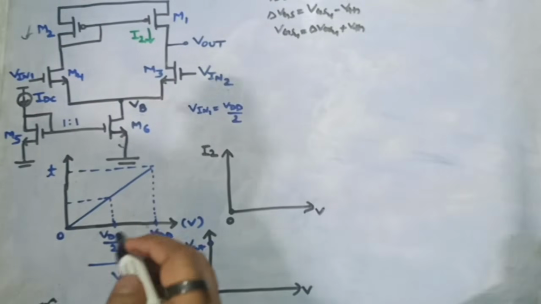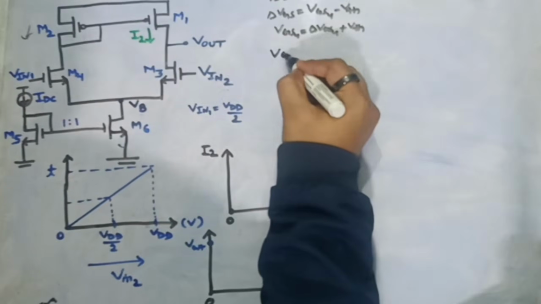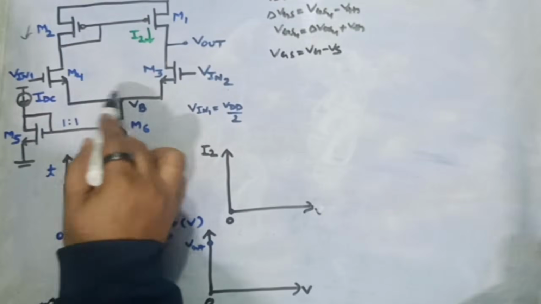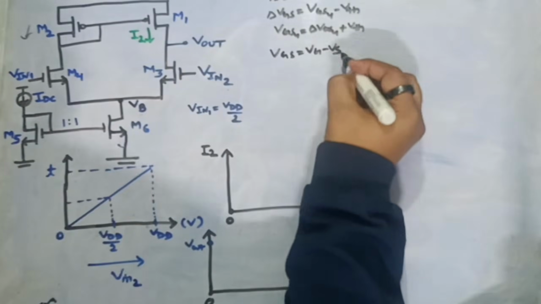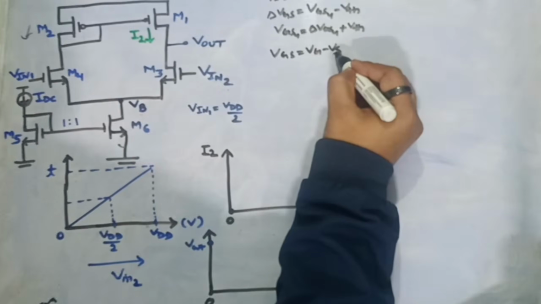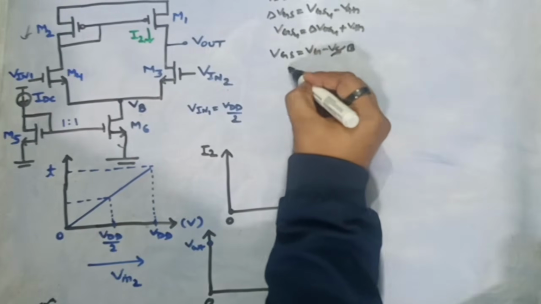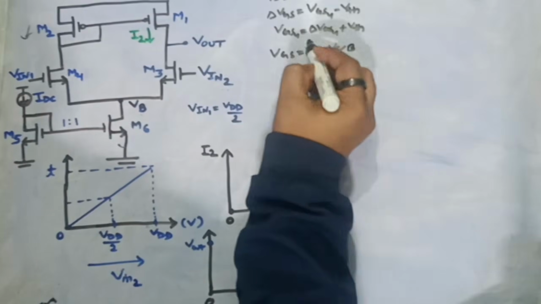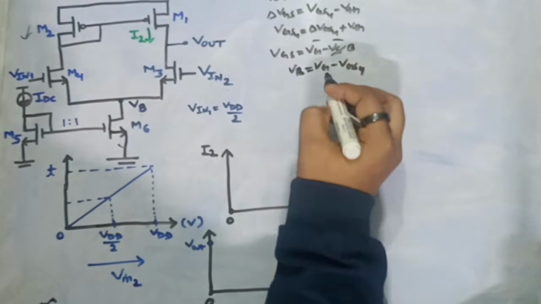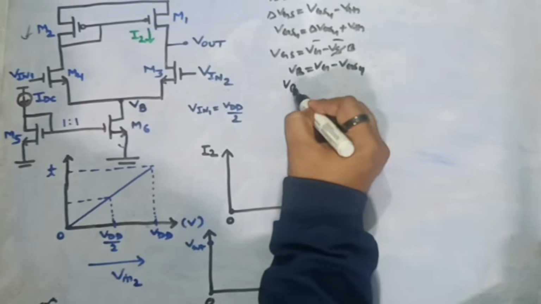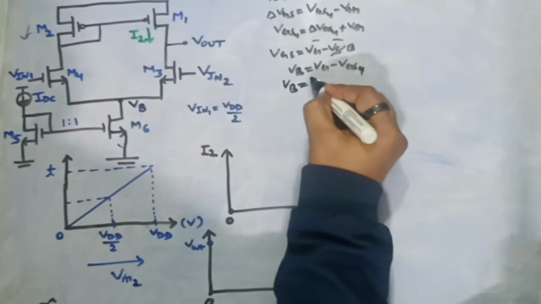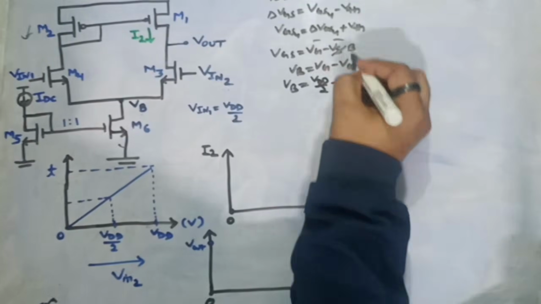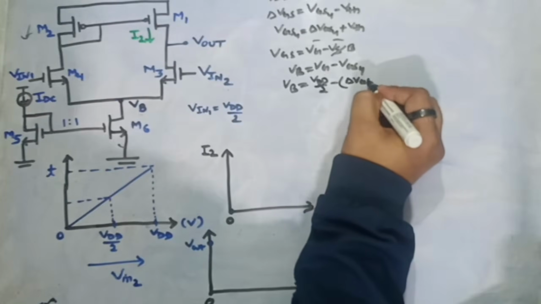We know VGS can be written as VG minus VS, and we are trying to find this VB potential, which is the source for this MOS M4. So if I replace VS with VB, VB will be equal to VG minus VGS, and VGS4 we have already figured out. So VB will be equal to VG, which is VDD by 2, since Vin1 is given to us, minus VGS4, which is nothing but delta VGS4 plus VT.